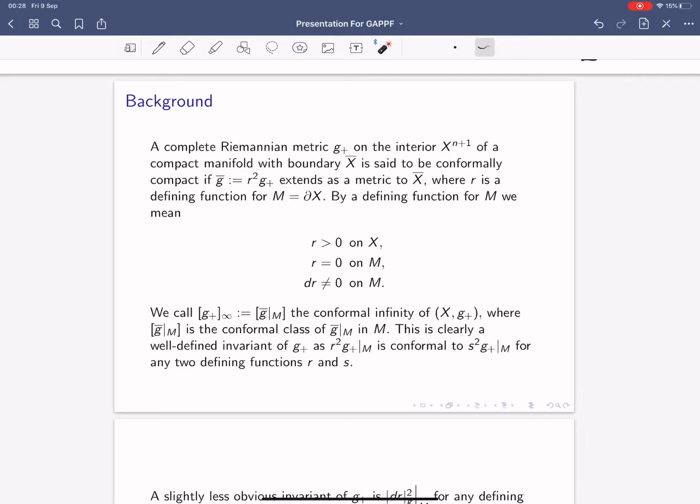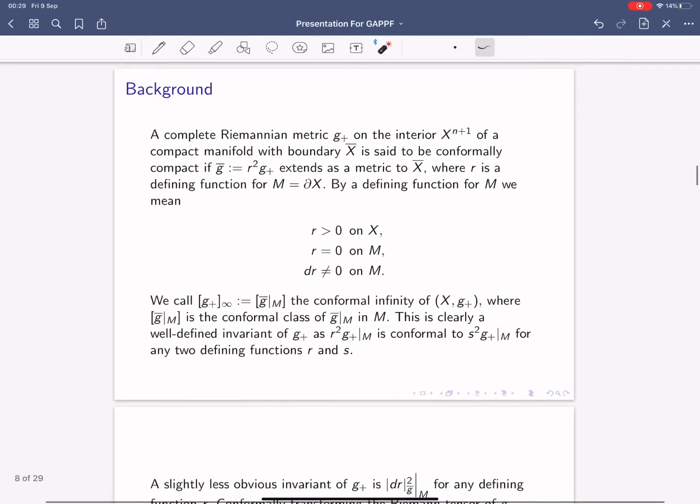So that's what it means for a complete Riemannian manifold to be conformally compact. Now, we call this equivalence class of G plus sub infinity, and that's defined to be the conformal class of the compactified metric G restricted to the boundary. We call that the conformal infinity of X, G plus. So that's basically just if you take your compactified metric restricted to the boundary, look at that conformal class. That's the conformal infinity of G plus. And this is a well-defined invariant of G plus, clearly.